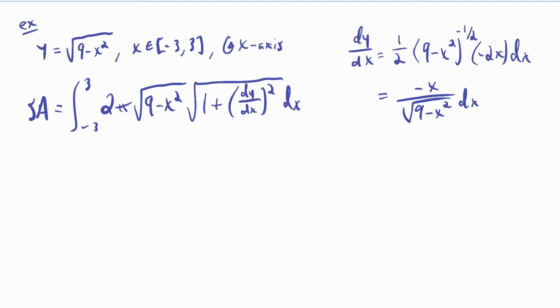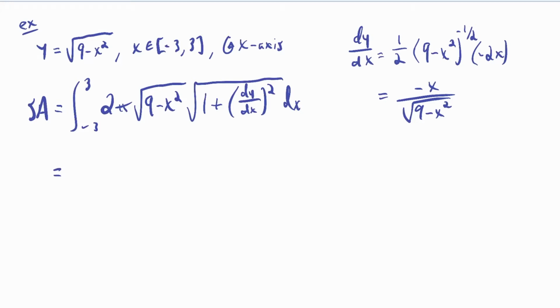Oh, I have a mistake here. Why am I doing dx? I was thinking about substitution, right? That doesn't need to be there. My mistake. There's no dx. Sorry. This is not a substitution. It's just the derivative. We're going to do a substitution at some point later in a different example. So I was just kind of expecting that here. Okay. So if I square that, I'll have x squared over 9 minus x squared.